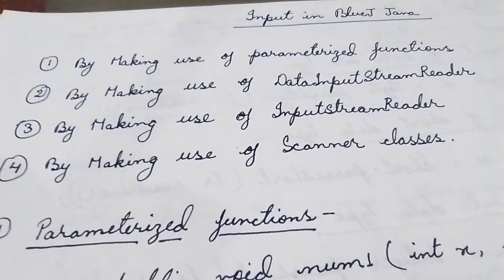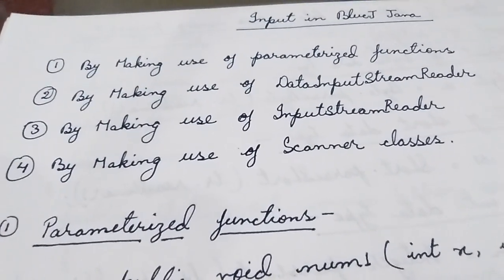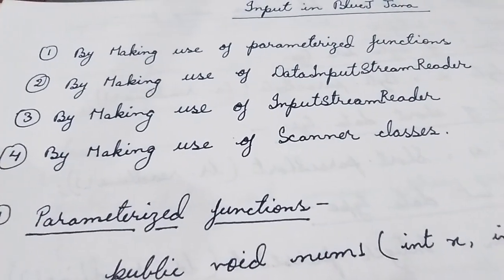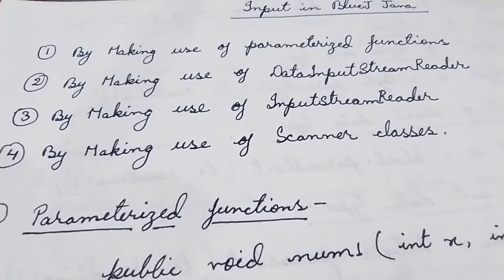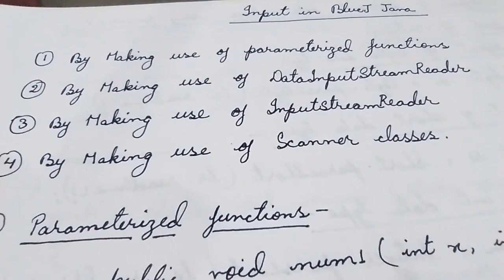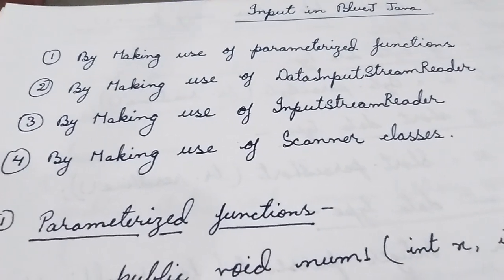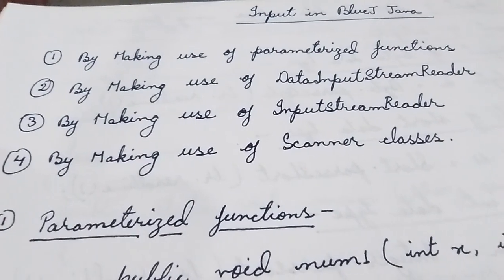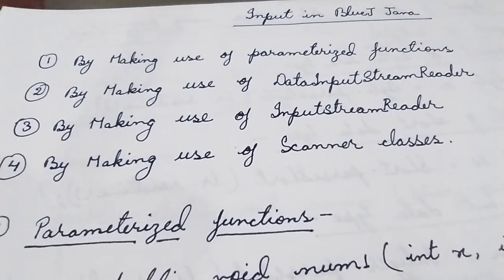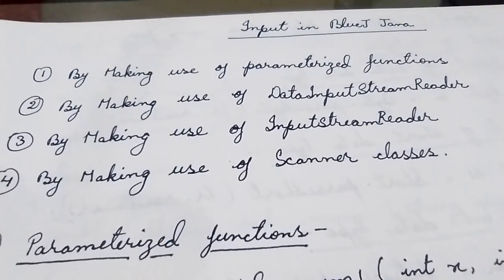Input in BlueJ Java. There are 4 different ways of inputting the values in Java. The first one is by making use of parameterized function. The second one is by making use of data input stream readers. The third one is by making use of input stream readers. And the fourth one, which is the latest development, is by making use of scanner classes.